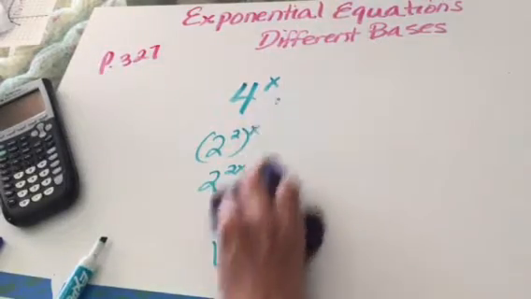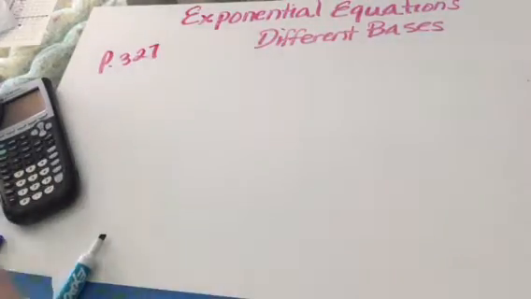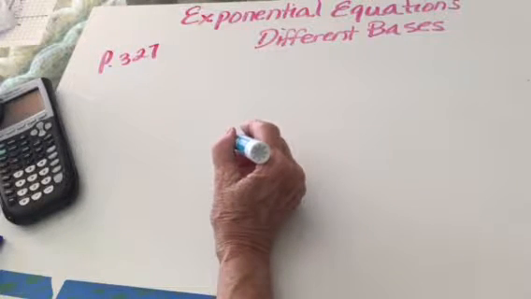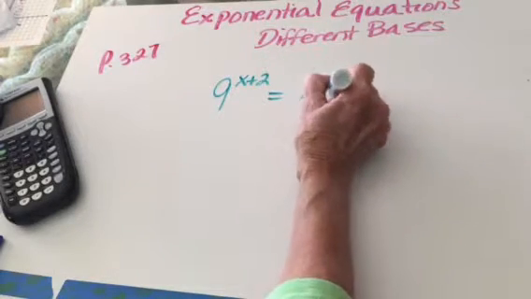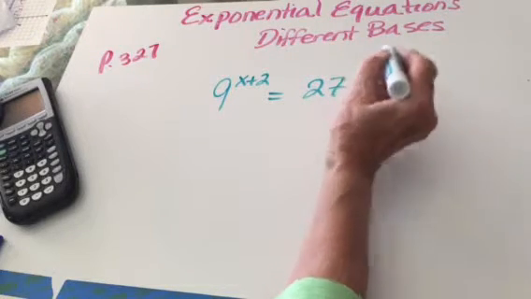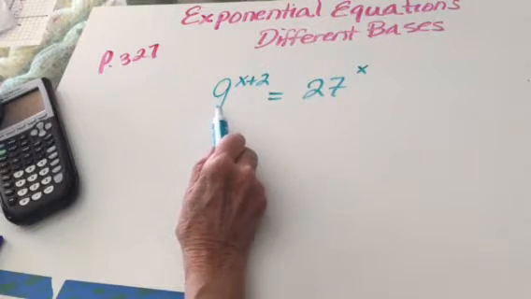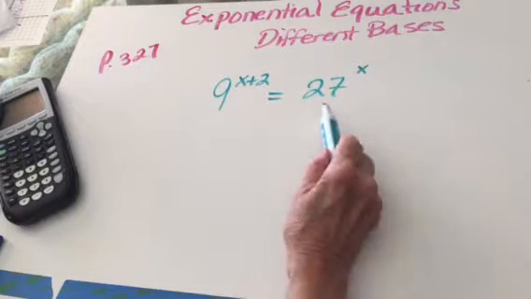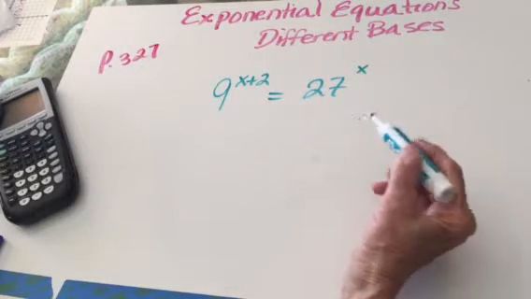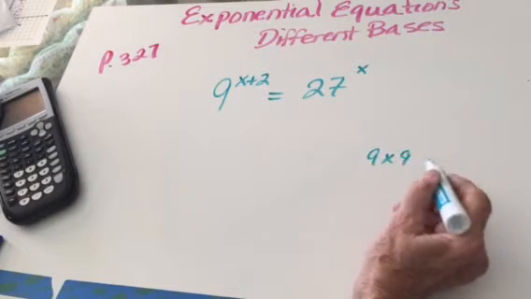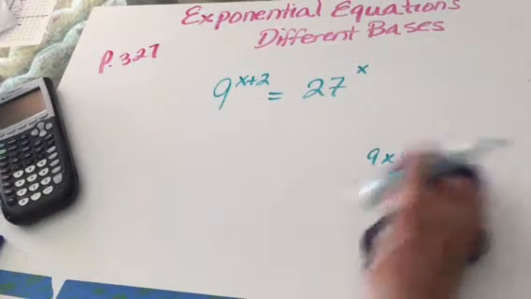Let's do another one, just like the other one. Okay, how about this? 9 to the x plus 2 equals 27 to the x. All right, now, is there any way that you can turn 27 into a base of 9? Does 9 times 9 times anything like that equal 27? I'm not saying does 9 times 3 equal it. I'm saying does 9 times 9, it's 81. So you can't turn 27 into a base of 9, all right?